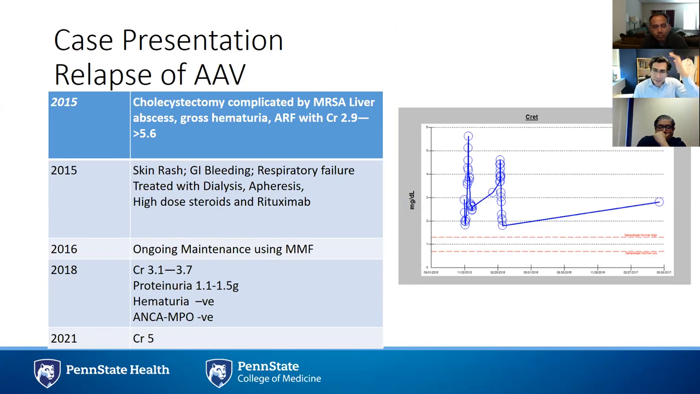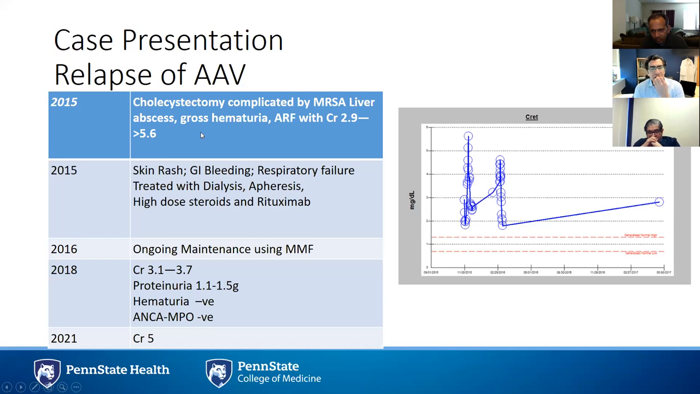When he was admitted with this cholecystectomy, the cholecystectomy was done at an outside hospital, so he was transferred to us for hematuria. Because of the liver abscess and active infection, we treated his infection and did not treat him with any steroids or anything. He was sent back once the creatinine came down. As you can see on the right side of the screen, for the first rise in creatinine on arrival, we gave him IV fluids and antibiotics, and creatinine came down very nicely. This is back in the 2015 admission.